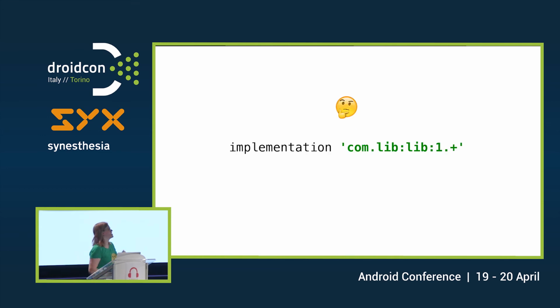Now, some dependencies will say you should use this as your version number, and that means the major version will be static, but the minor and the patch version will always use the latest version. Now, that sounds great, right? You're getting all the updates for free.